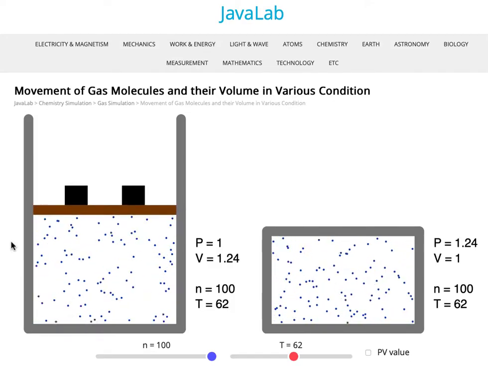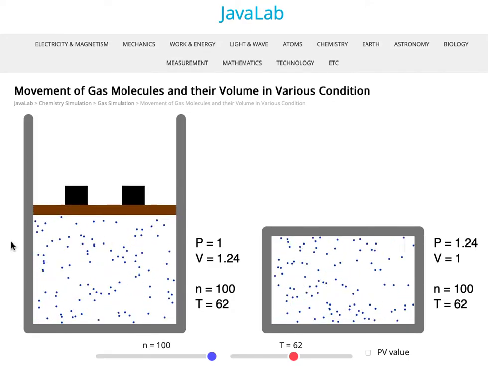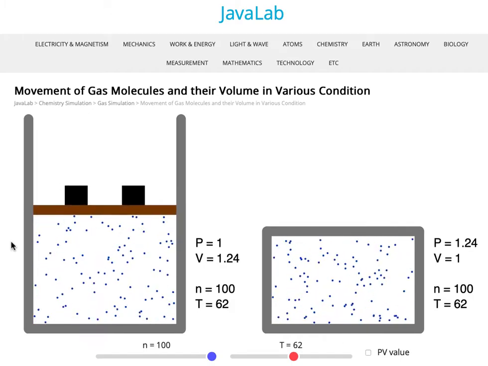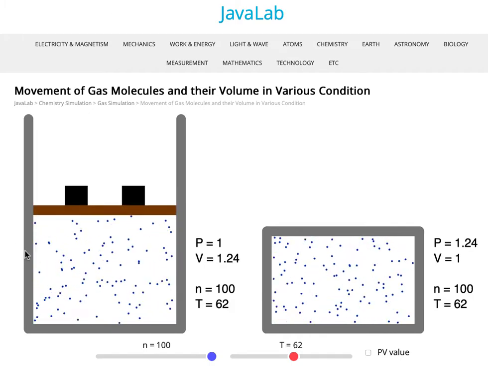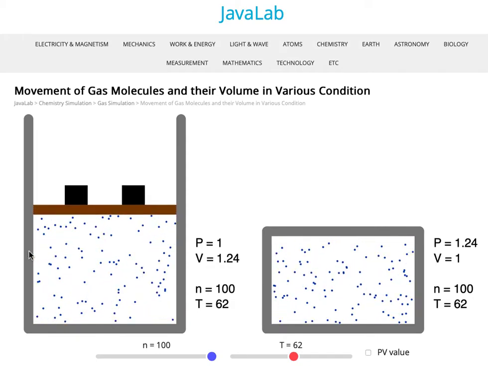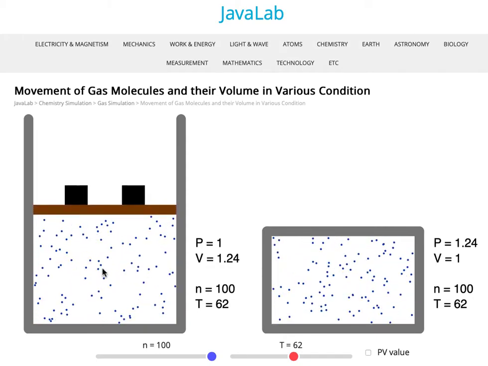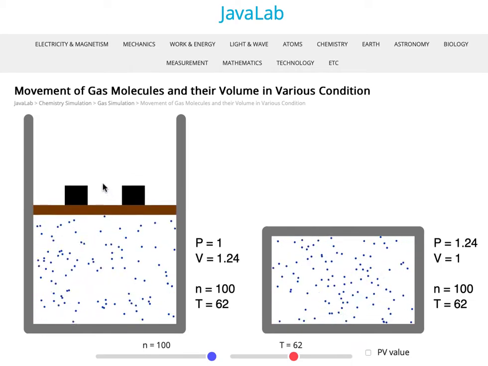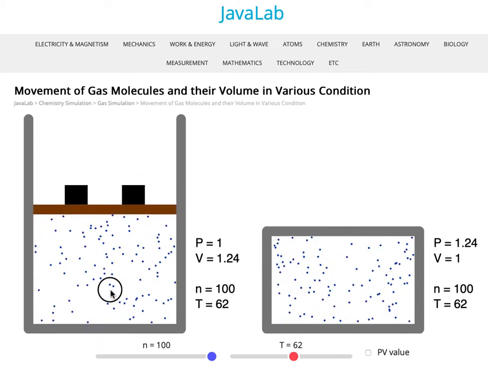This simulation is going to help us understand why hot objects like magma, lava, and hot air rise, and why cold objects like cold air and cold water tend to sink. So let's concentrate on this one on the left over here.